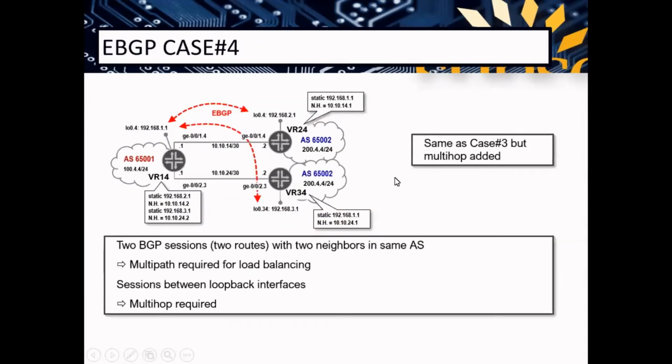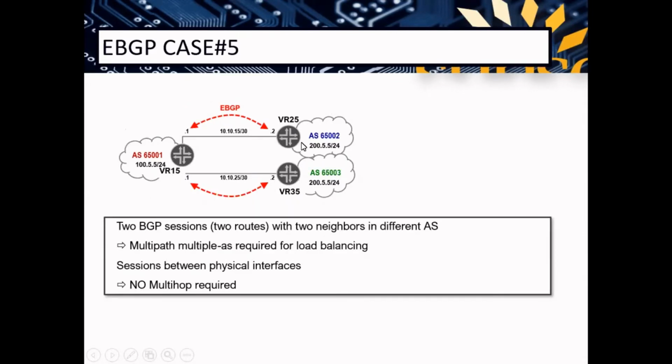Now this next one, I'm not going to go over the details because it's pretty much the same as this, but I need to add multi-hop to make my BGP sessions come up because I'm peering with the loopbacks. Number 5 is when I have 2 different neighbors in 2 different ASs, and I want to be able to load balance between the routes that I'm getting from both. So in this case, I need multipath, multiple AS. The command has these 2 different keywords.